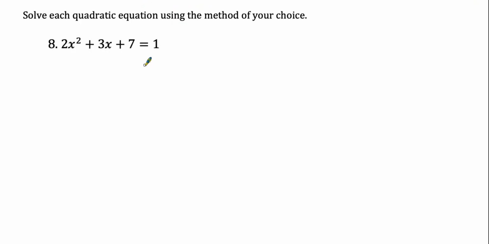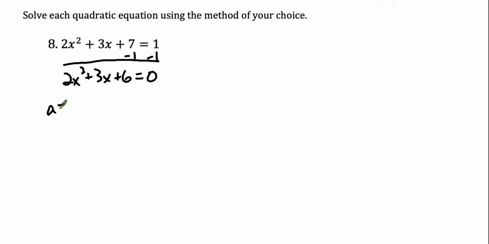On number 8, again, I need to start by getting everything on one side, so I'll subtract my 1 over. I'll get 2x squared plus 3x plus 6 equals 0. Now on this one, my leading coefficient is not 1, but I still can't divide it out like on the last one, where everything was divisible by 2. That's not the case here. 3 is not divisible by 2. So this one is probably set up to best use the quadratic formula.